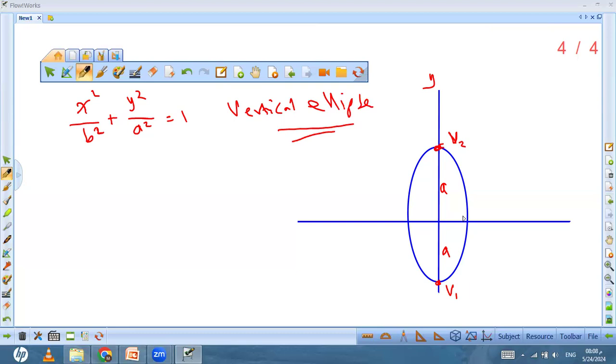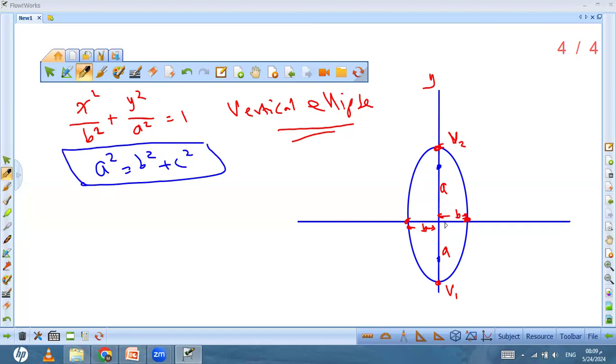Relation between A, B, and C. Now this is B, guys. This one is the co-vertex, and this one is A. And the focus also must follow the vertex, but be less than it. It means A squared equals B squared plus C squared. And C, by the way, is the length from center to focus, and it must be in the opposite direction. If my vertex is on the y-axis, it means it's a vertical ellipse.